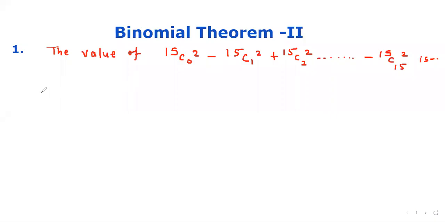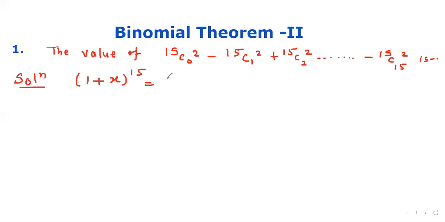Binomial theorem. Question number 1. The value of 15C0 square minus 15C1 square plus 15C2 square minus 15C15 square each. Let's consider its solution. So first we expand (1 plus x) power 15.